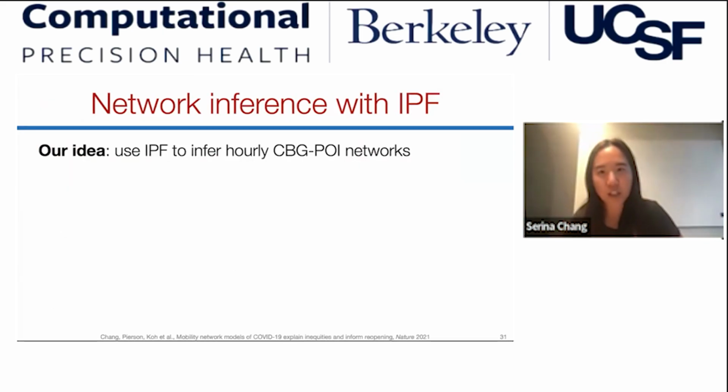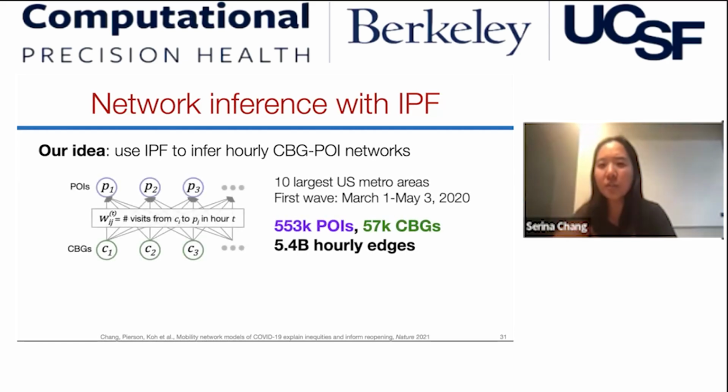But for now, let's come back to the application. So we have this theoretical justification now. We're going to use IPF to infer hourly CBG POI networks. And we do this for 10 of the largest metropolitan areas in the US for the first wave of the pandemic, so from March to May 2020.